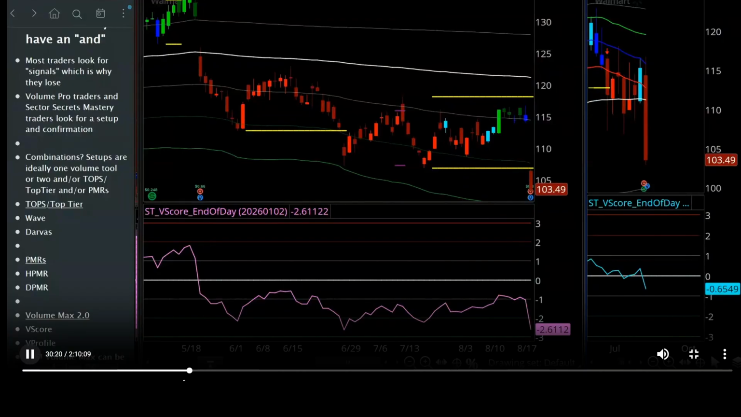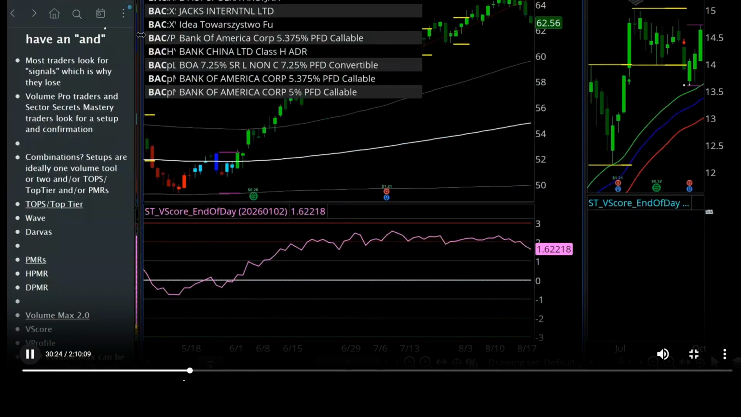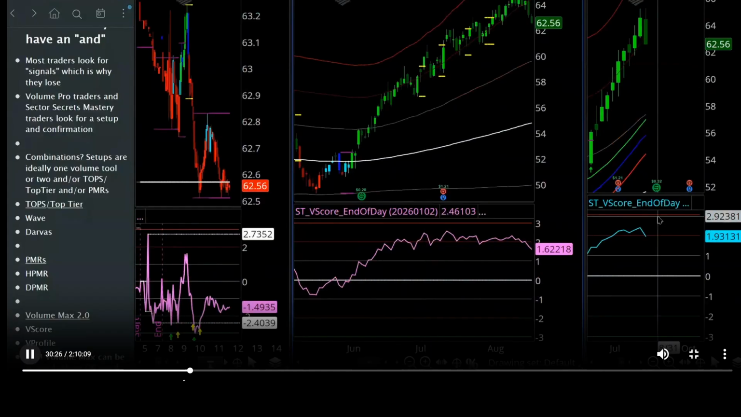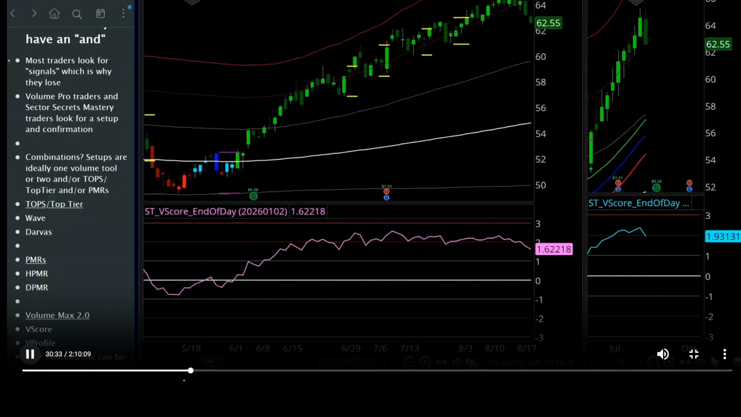All right, what about Bank of America? Awesome. So let's do this. When I'm looking to hold something overnight, I can look at the 4-hour, I can look at the daily, I can look at the weekly. Now, for the purposes of this class, and frankly, from the standpoint of what reflects my trading and the Sector Secrets Mastery, my trading and the Mastery trading are one and the same, right? What I do is what I share in the Mastery.